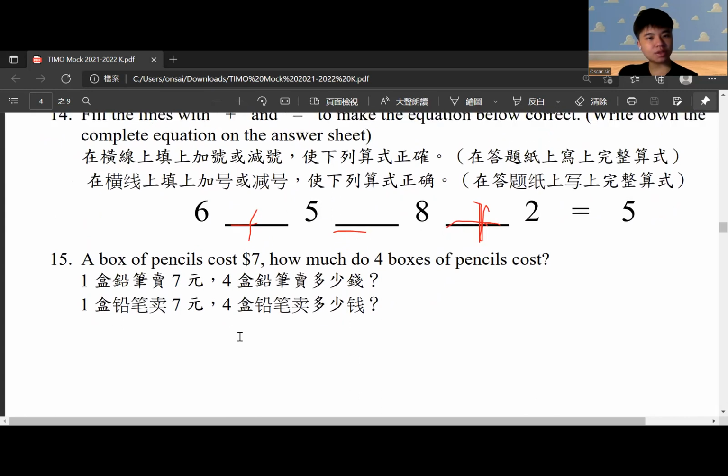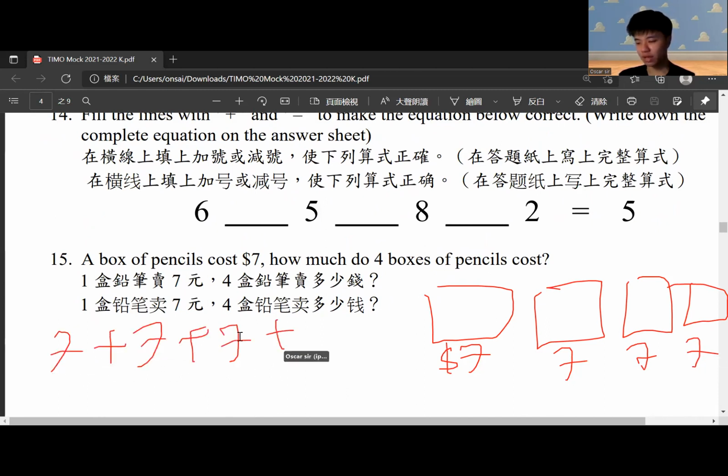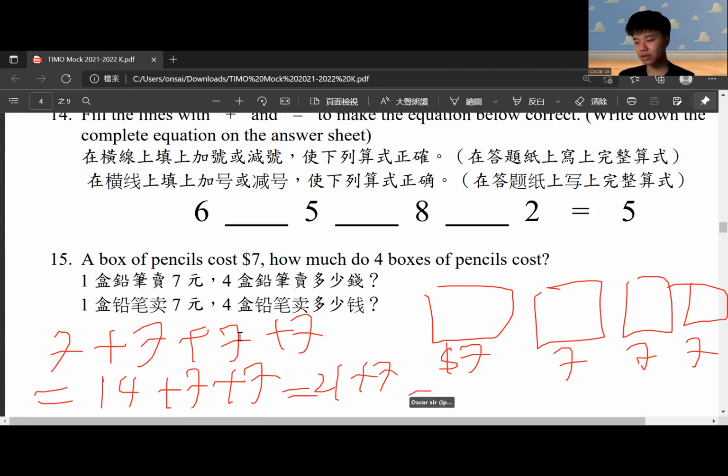A box of pencils costs $7. How much do 4 boxes of pencils cost? Okay, one box of the pencil is seven. Now you have 4 boxes. So the cost is 7 plus 7 plus 7 plus 7, right? 28. Yes. This is 21 plus 7. Finally, we find out that this is 28.